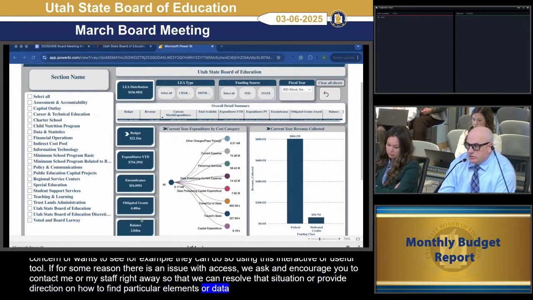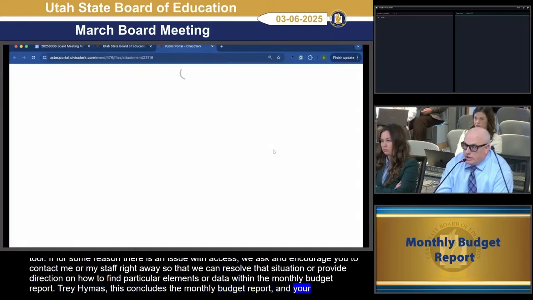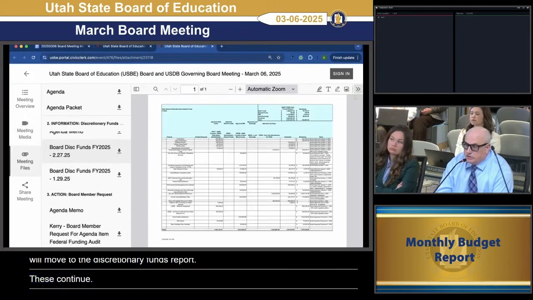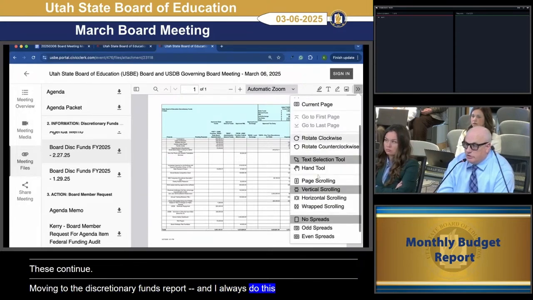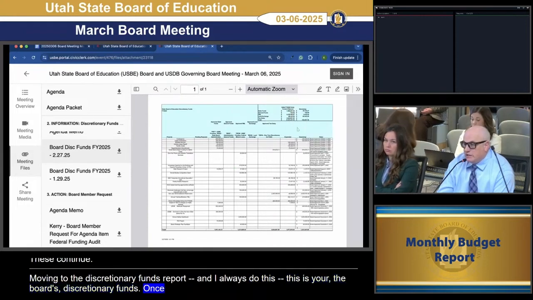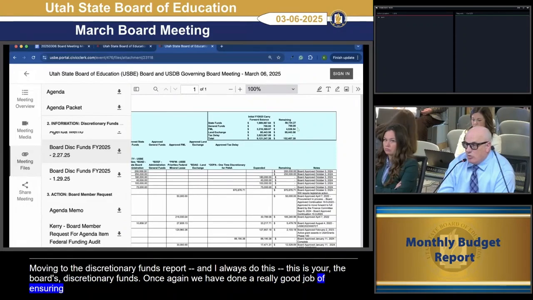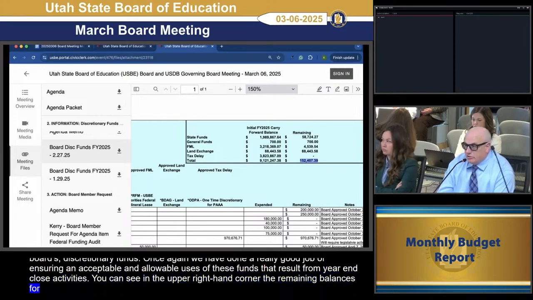Chair Hymas, subject to any questions or concerns, this concludes the monthly budget report, and at your direction, I'll move to the discretionary funds report. Please continue. Moving to the discretionary funds report, and I always do this. This is the board's discretionary funds. Once again, we've done a really good job of ensuring acceptable and allowable uses of these funds that result from year-end close activities. You can see in the upper right-hand corner the remaining balances for particular fund sources as a result of last year's year-end close activities: state, federal mineral lease, land exchange, etc.